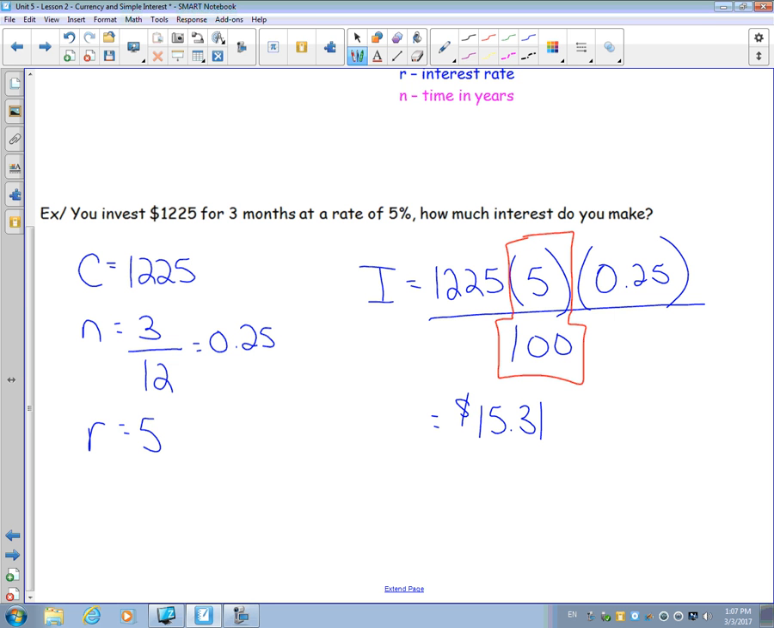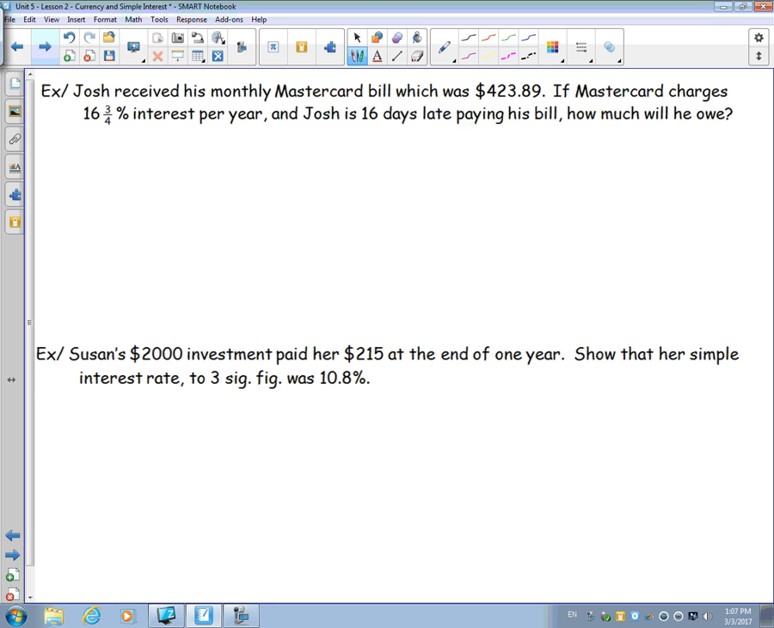Try another one. So we have Josh. He gets his monthly MasterCard bill, $423.89. MasterCard charges 16 3/4% interest per year, and Josh is 16 days late paying his bill. How much does he owe? Well, he started with $423.89. His rate is 16 3/4, in other words, 16.75. His time is 16 days.